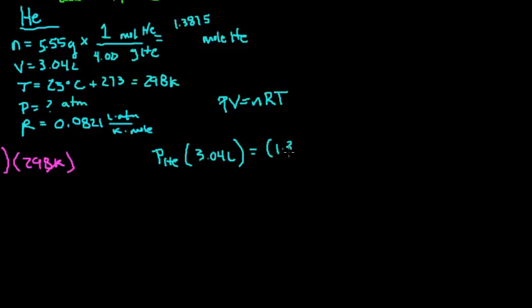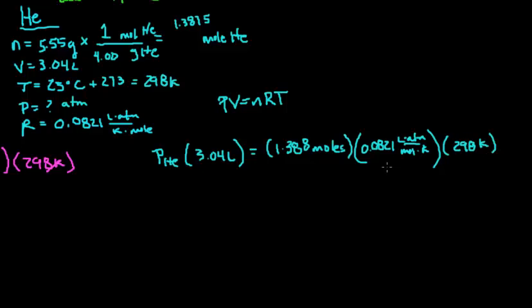It's 1.388 moles times our ideal gas constant, 0.0821 liters ATM over mole Kelvin times, and then our temperature was 298 Kelvin, room temperature. So I'm going to simplify this side first because there are no variables over here. It looks to me a little bit easier.